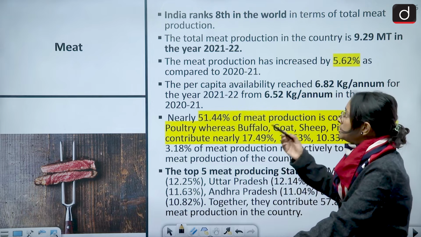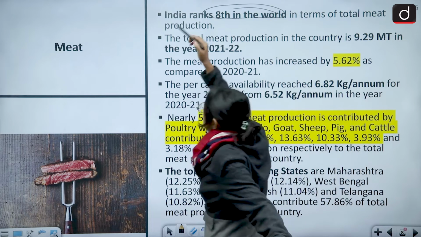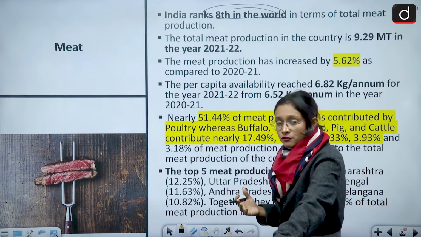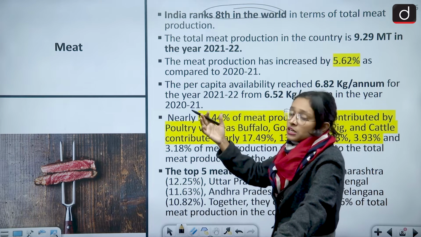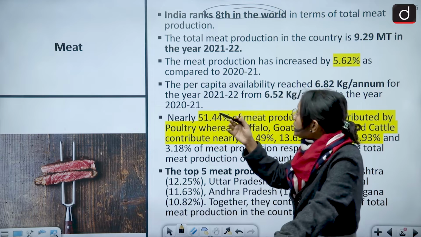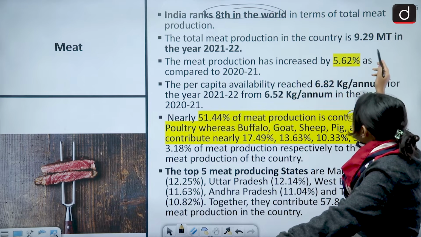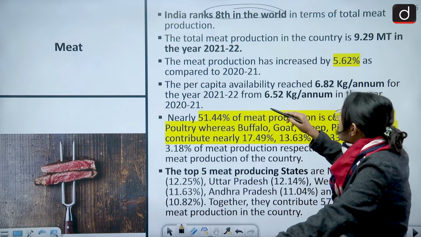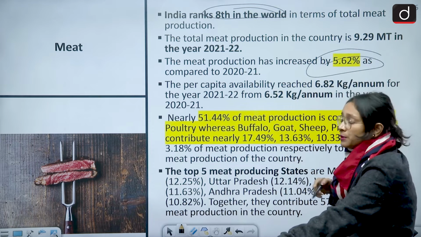Next slide is about the meat. India ranks 8th in the world. In 2019 the data was not available for meat, but India ranks 8th, and this has been taken from the Invest India website. The total meat production in the country is 9.29 MT in the year 21-22, and it has also increased by 5.62% compared to the last year.